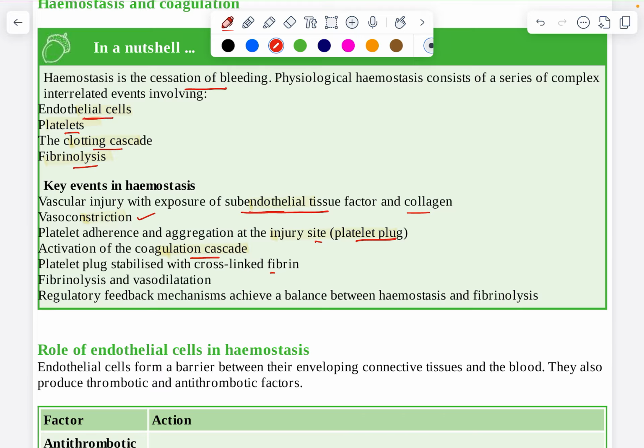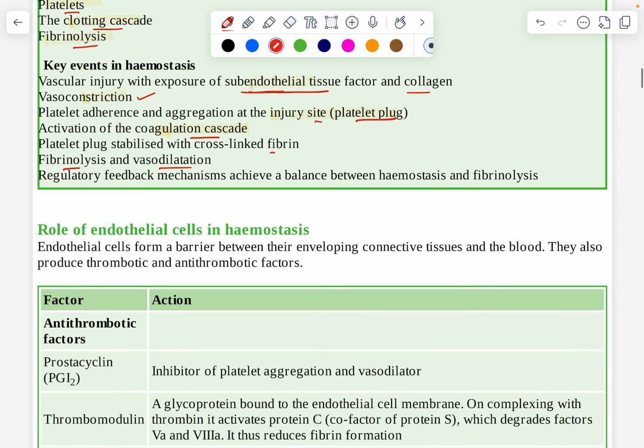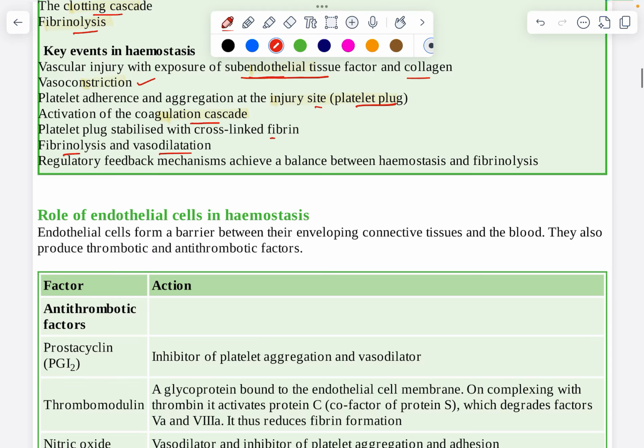Now the body has a natural mechanism to break down this clot, called fibrinolysis, and vasodilatation, the regulatory process. So step by step these things occur. What is the role of endothelial cells? The endothelium is the inner lining of the vessels. Endothelial cells form the barrier between the enveloping connective tissue and the blood.